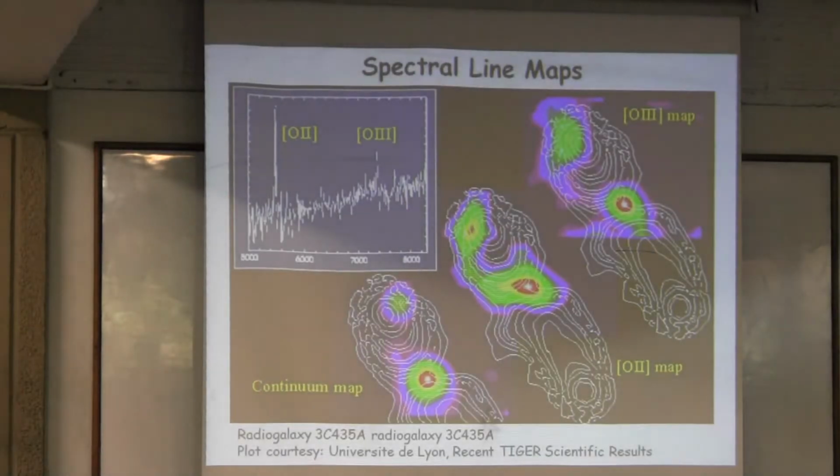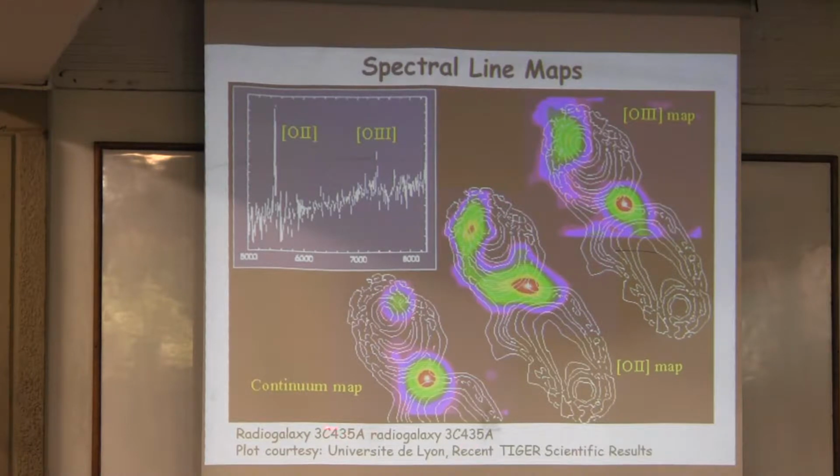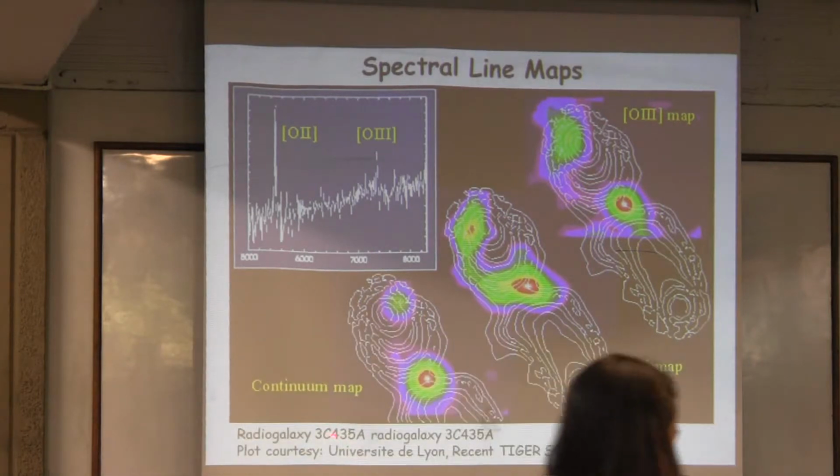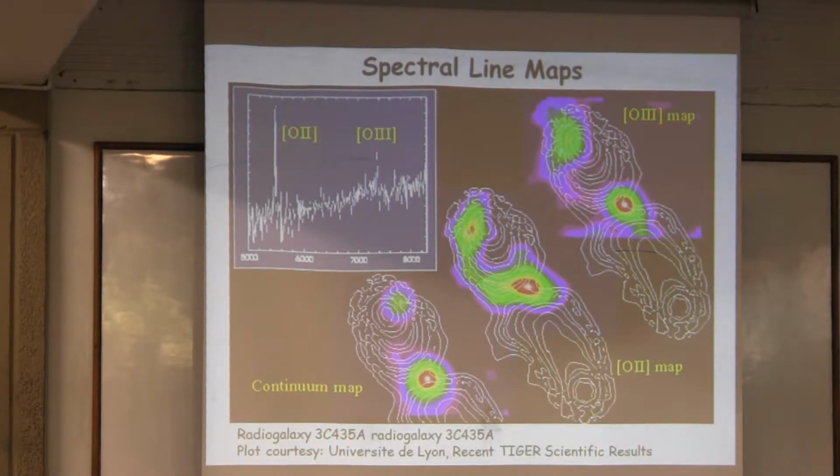And of course, if you combine some of this information, then it tells you a lot about the object. For example, the continuum. If you look at this radio galaxy, 3C435A, meaning simply that it's the 435th object in the third Cambridge catalog. So at the bottom left here, you see a continuum map where most of the emission comes from the center. Right? These are the radio lobes of the galaxy here.